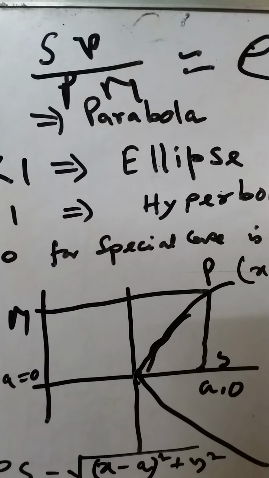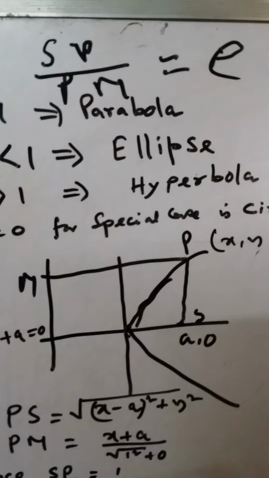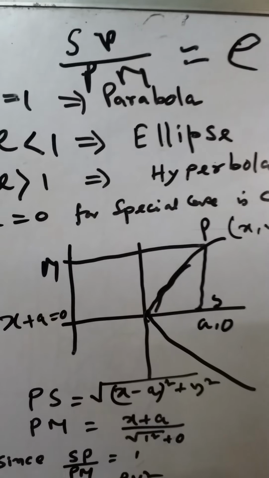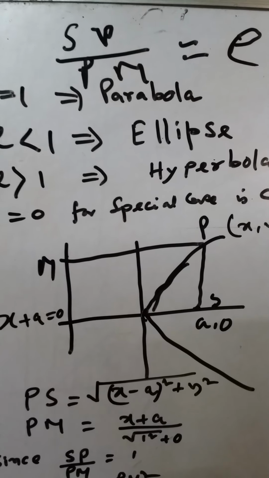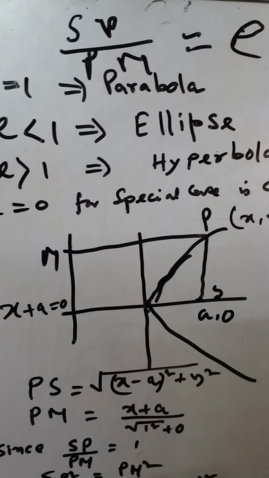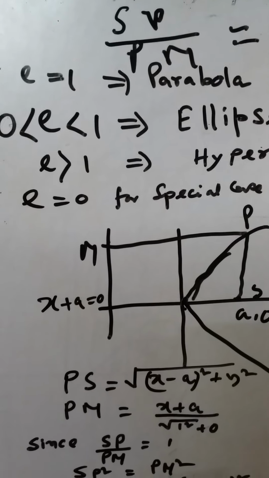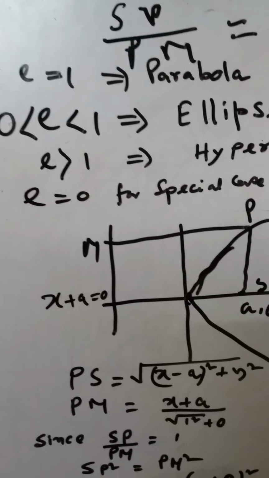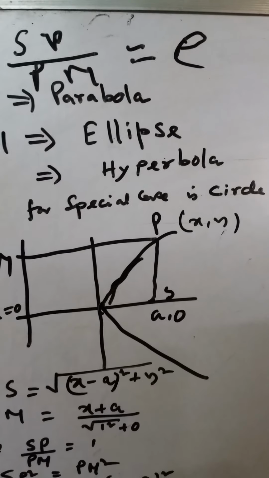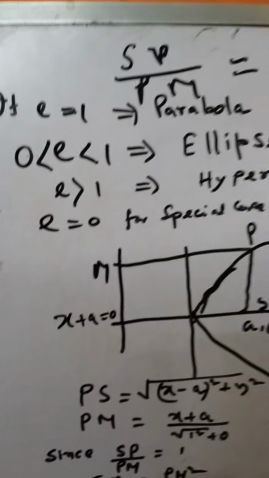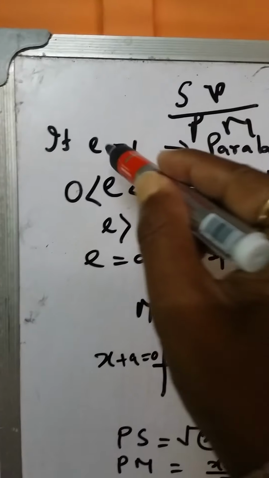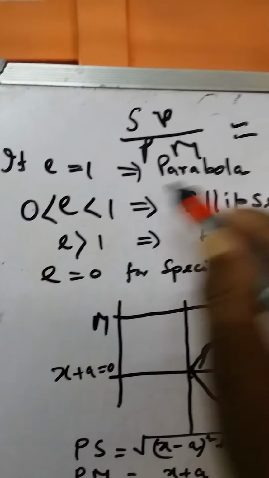The E is called eccentricity and the fixed point S is called focus, and PM the distance from directrix. This is E. And if E equal to 1, then it is called parabola.